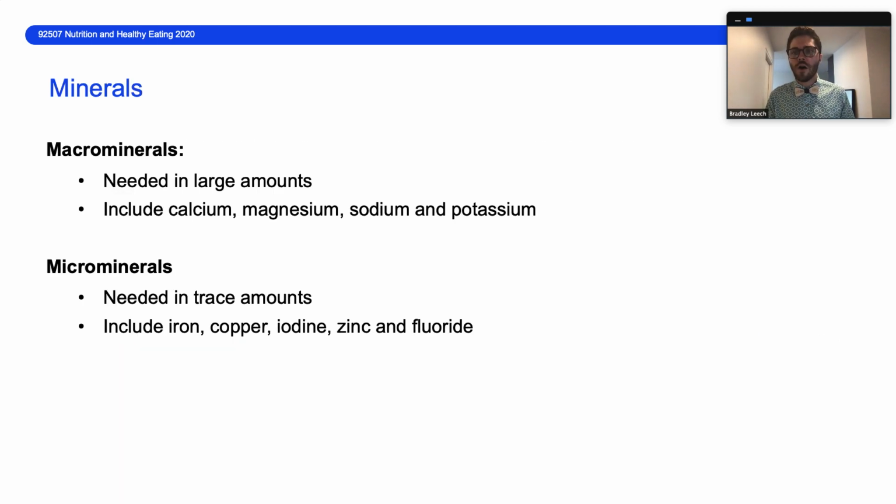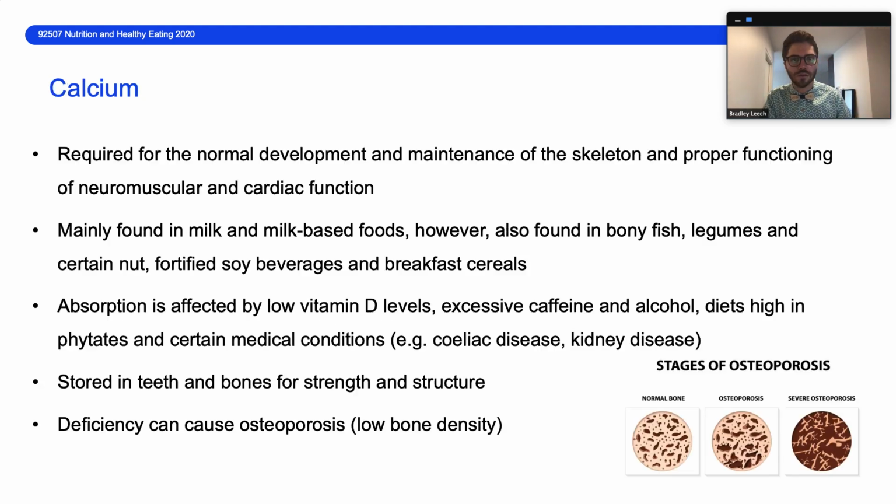Okay, so that was our vitamins. Now we're going to move on to minerals. Minerals can be classified into two main groups. You've got your macro minerals and your micro minerals. Your macro minerals such as calcium, magnesium, sodium, potassium are required in much larger amounts. We're talking milligrams, okay? Whereas your micro minerals are required in smaller amounts, so milligrams and also micrograms, so a much smaller amount. So let's dive into these.